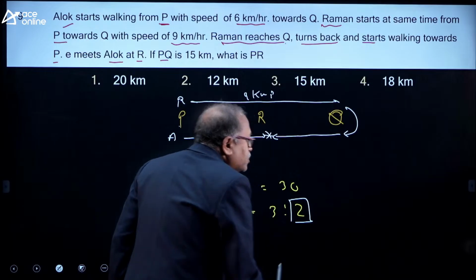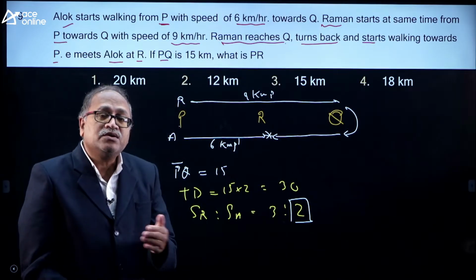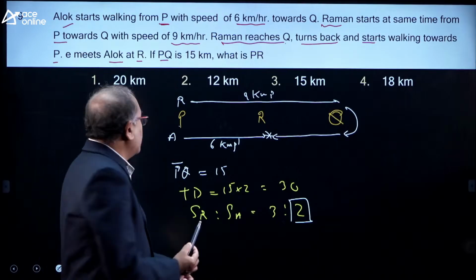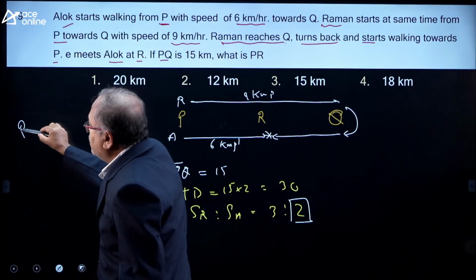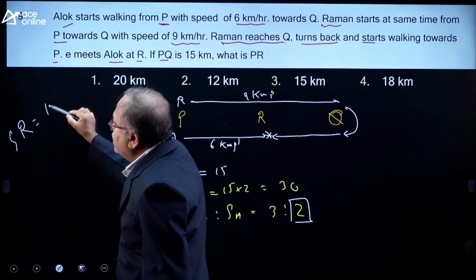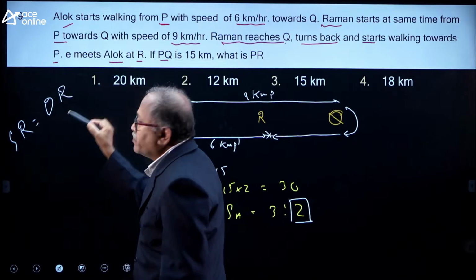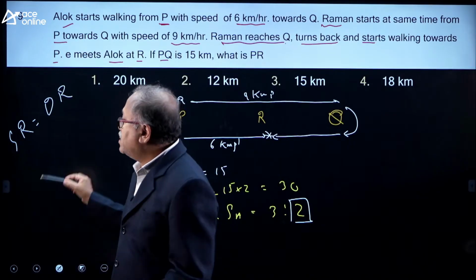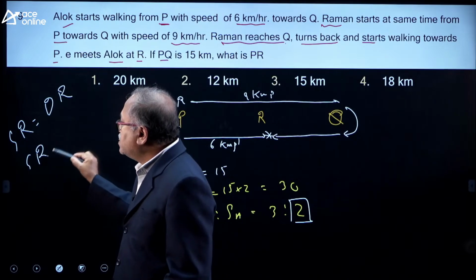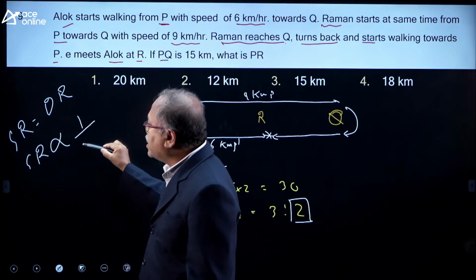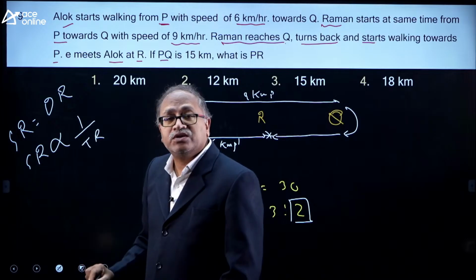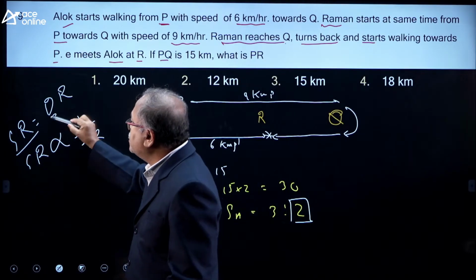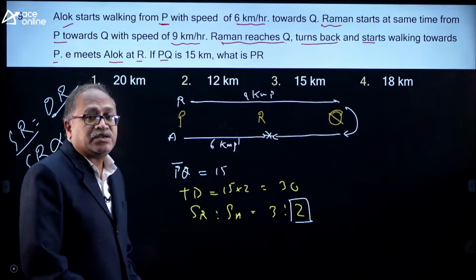Is it not the speed ratio is also the distance ratio? I repeat, the speed ratio is also the distance ratio, because speed and distance directly vary. The speed ratio is the reverse of the time ratio, because speed and time inversely vary. So, the speed ratio should be considered as a distance ratio.